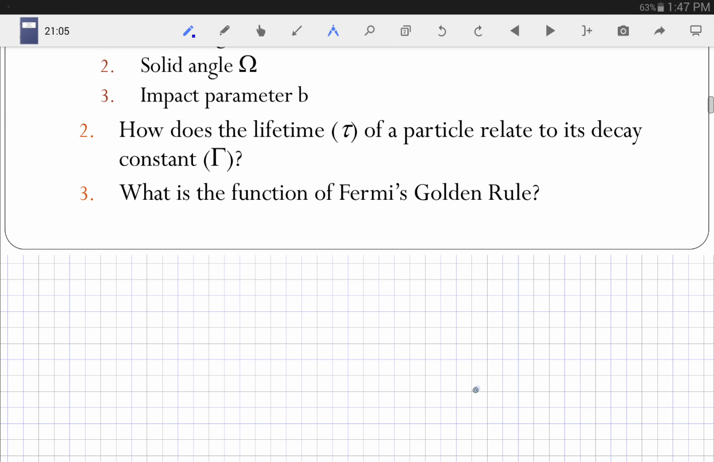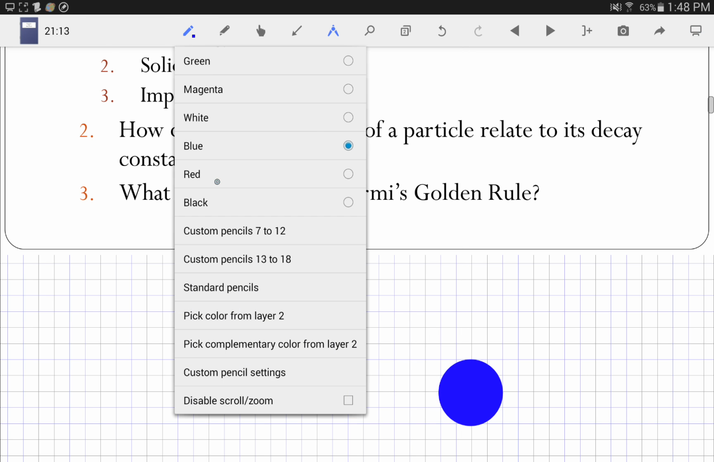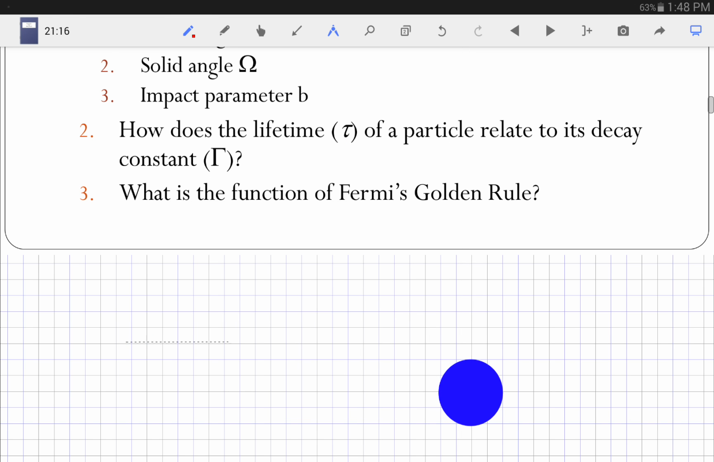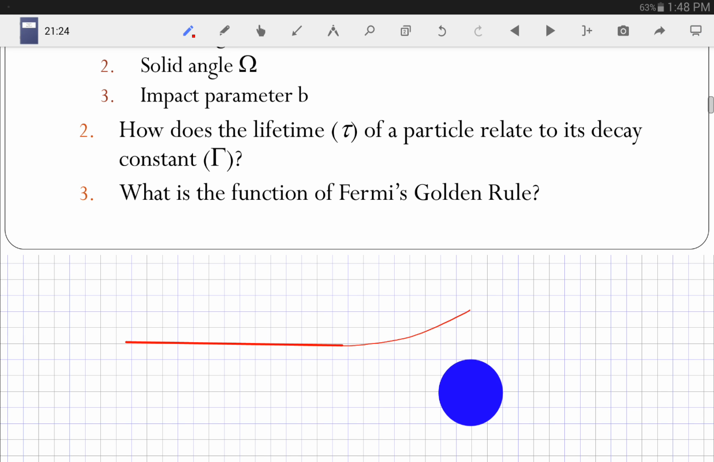Okay, so my diagram here. Here's my scattering center, and here's my incoming particle, which then scatters away. Okay, I'm just doing that to be complete. Now for the important demarcations. I'm going to start with the easiest one.